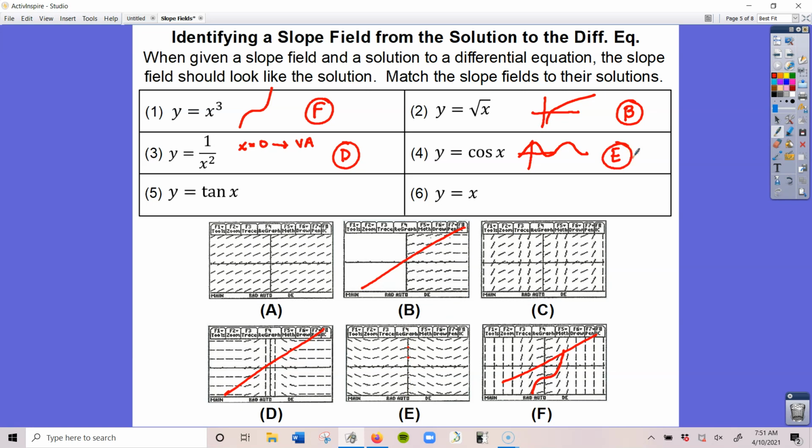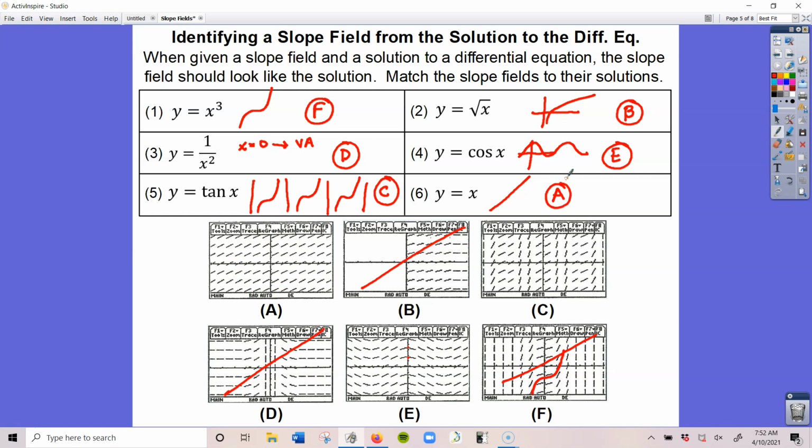For y equals tangent of x, tangent of x looks almost like cubic functions with vertical asymptotes, and then it just repeats in that fashion forever and ever. So the only graph that looks like that would be C. And finally, y equals x. That is a linear function that is increasing, and the one that looks like that would be A.